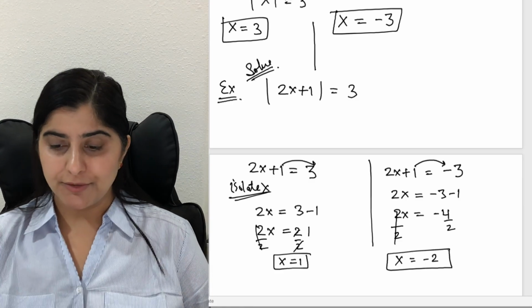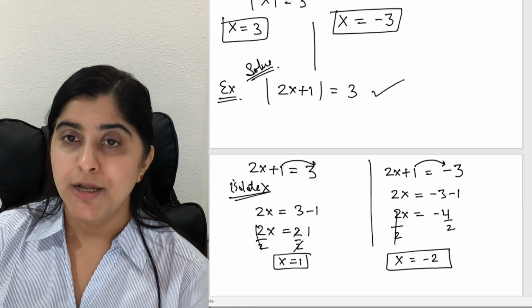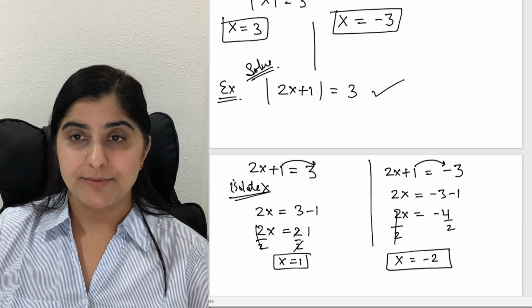So we get two solutions of this equation. So this is how we solve absolute value equations.